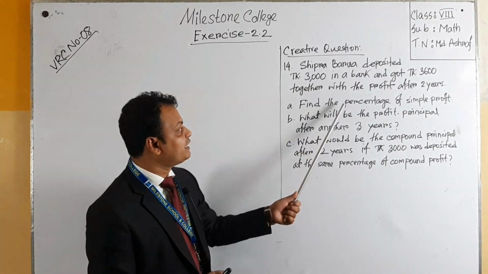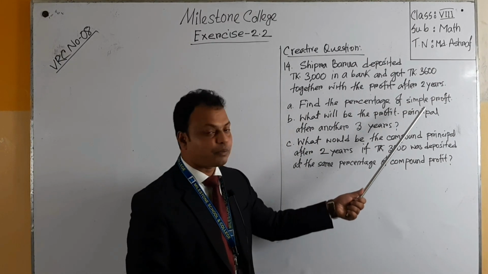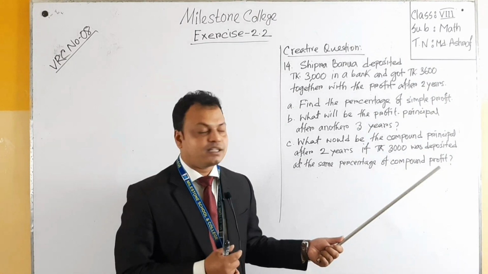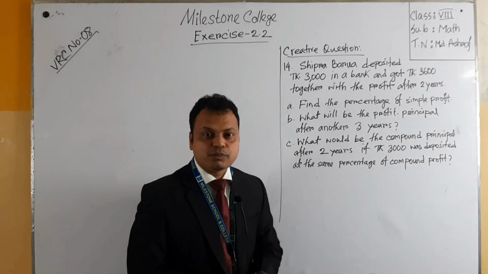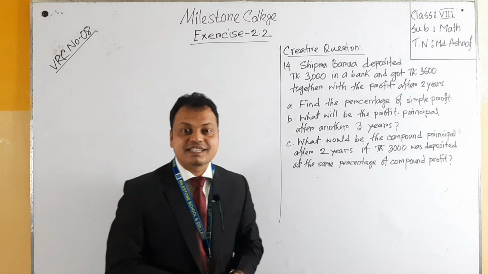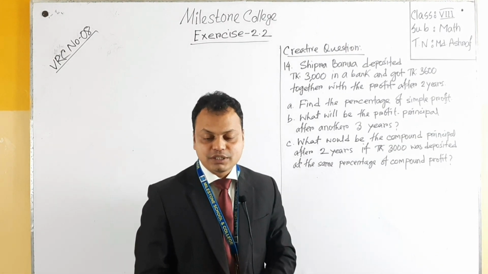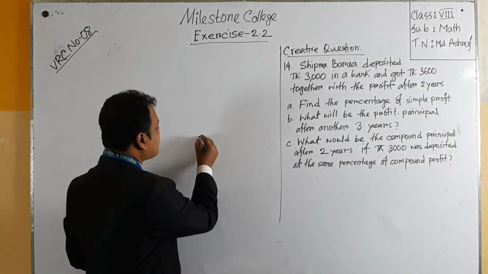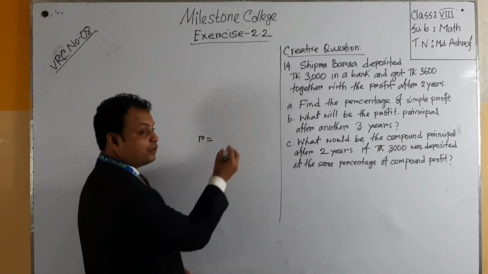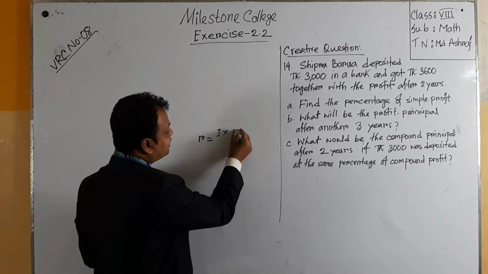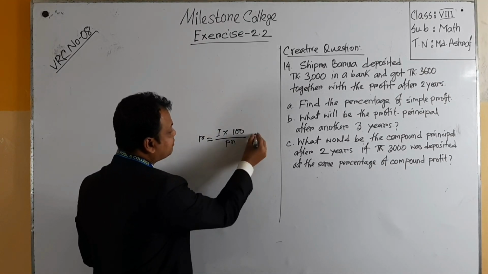So what do we have to find in question A? Find the percentage of simple profit. Percentage of simple profit means rate of profit. So you know how to find the rate of profit. Rate of profit is R. What is the formula for finding R? R equals to I into 100 divided by Pn percent.